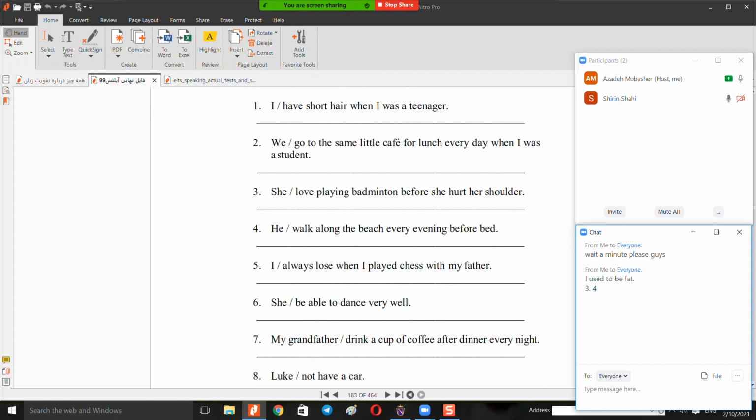And number 4, we can use both of them, used to walk, would walk, because of every evening. And in the answers there is just would walk.